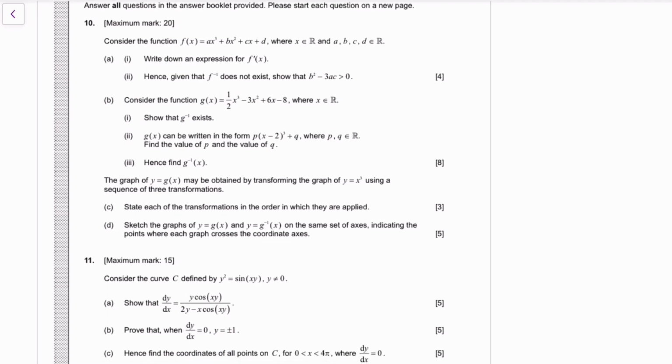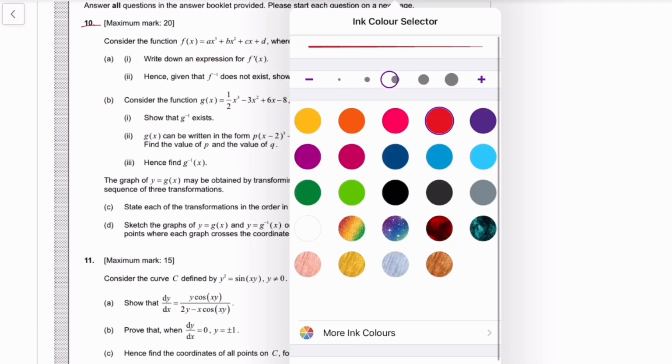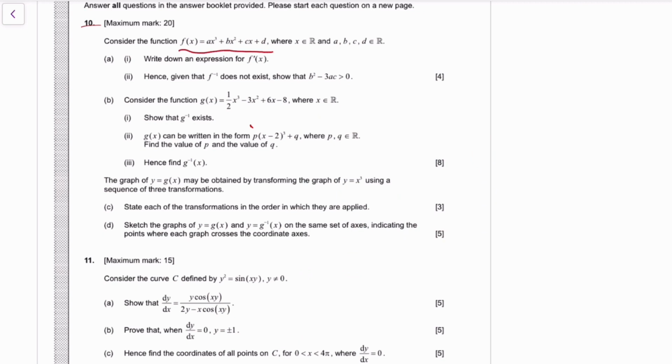So let's begin with question 10. Looks pretty tricky. There's a function with coefficients a, b, c, d. Find the derivative. Okay, that's an easy part: 3ax squared plus 2bx plus c. And suddenly they say that the inverse doesn't exist. Hence, show this.